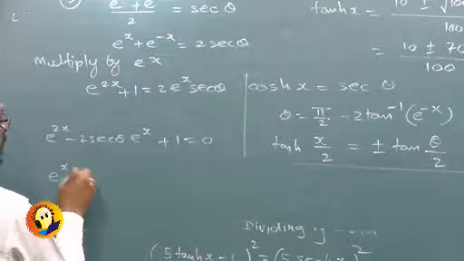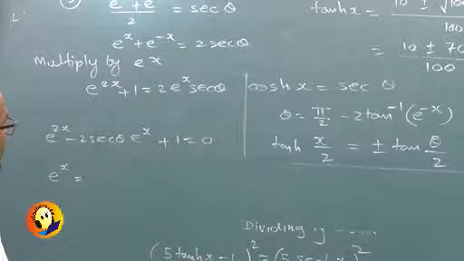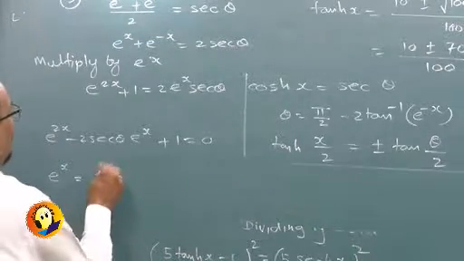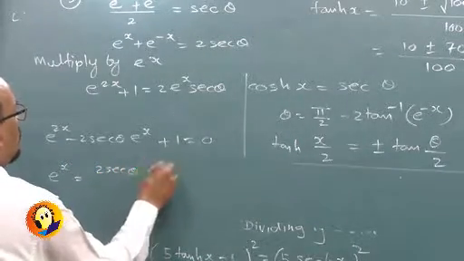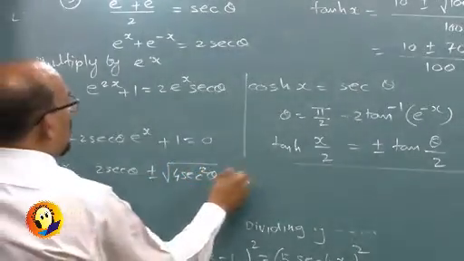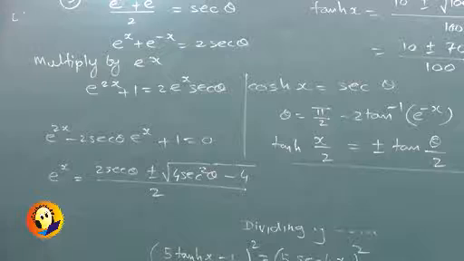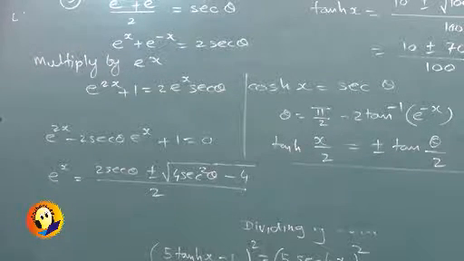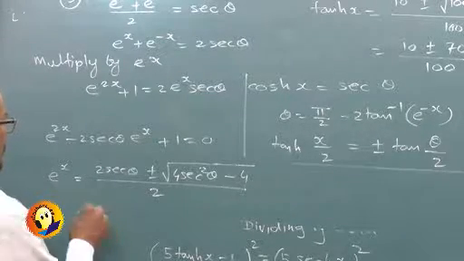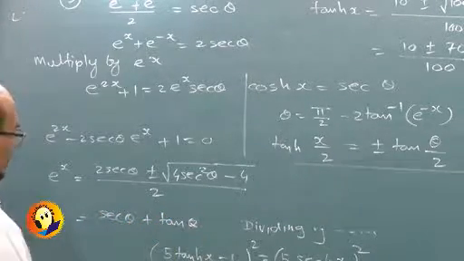So e raised to x will come out to be, I ended up with e raised to x, fine. We should have multiplied by e raised to minus x, fine. It is 2 sec theta plus or minus under root 4 sec square theta minus 4 upon 2, which is sec theta plus tan theta.